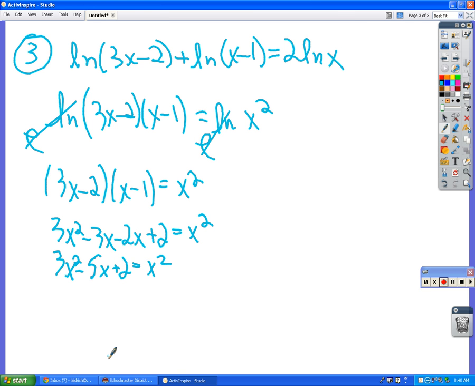Now what? Move the x squared over, so that's going to be 2x squared minus 5x plus 2 equals 0. And then now that we have it set up like that, we can use the quadratic equation, we can factor, we can graph, all those fun things. Okay?